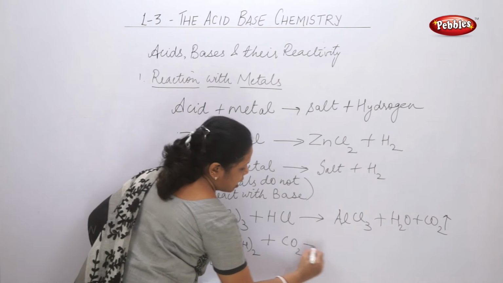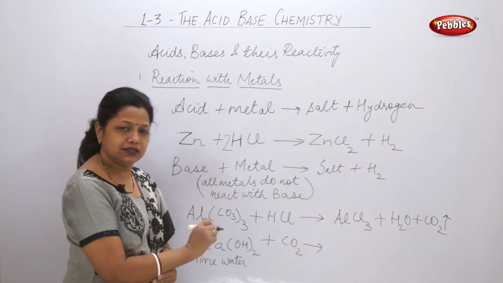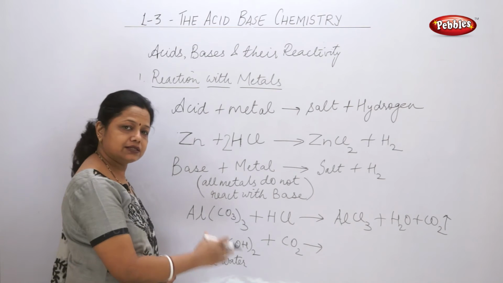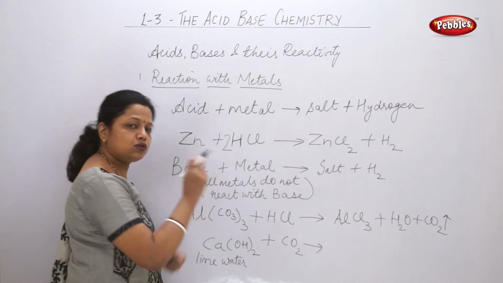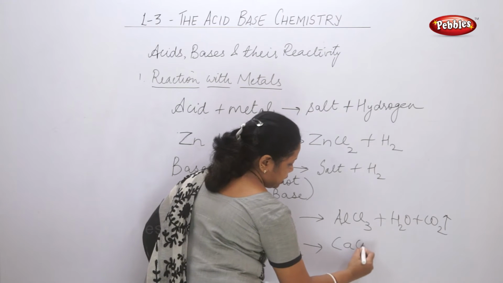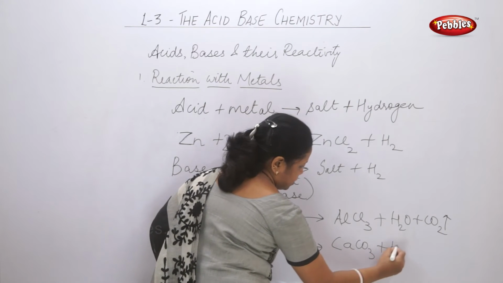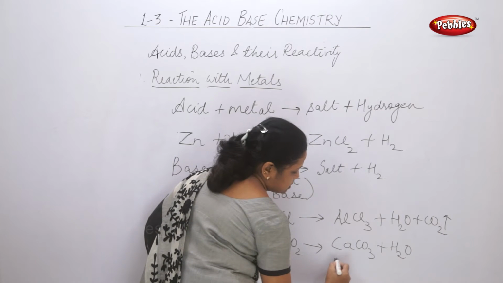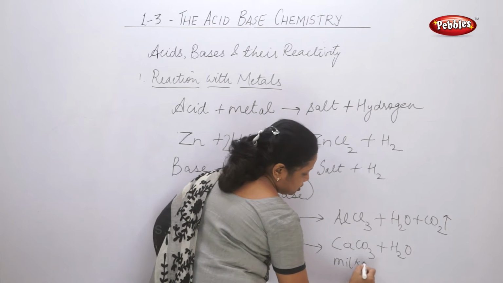Through which the carbon dioxide is passed. This is the activity which is given. We are discussing that. So lime water, through the lime water, carbon dioxide is passed. It forms CaCO3 plus H2O. And this turns lime water milky.